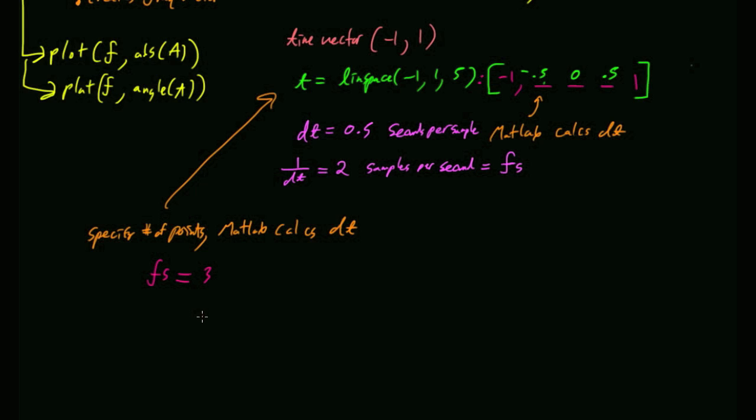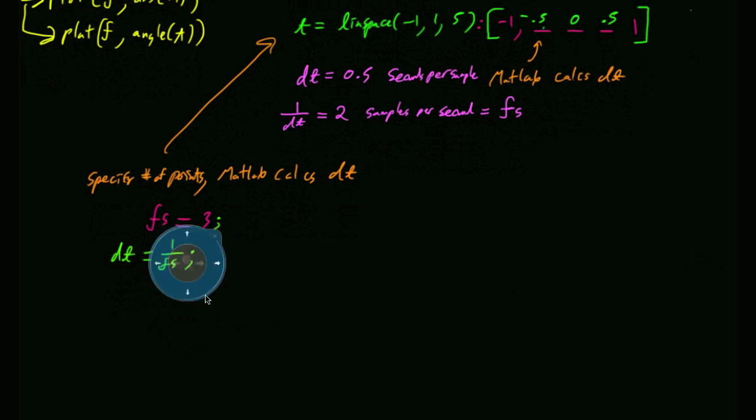So you come along and you say fs equals 3, and then you say dt equals 1 over fs. Don't type it in yourself. Let the computer do the work. That way, if you change your value of fs, you don't have to change this line of code. Now watch what you do.